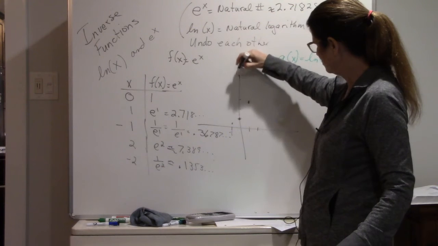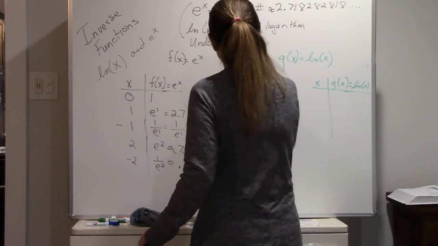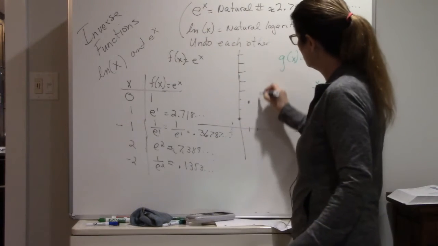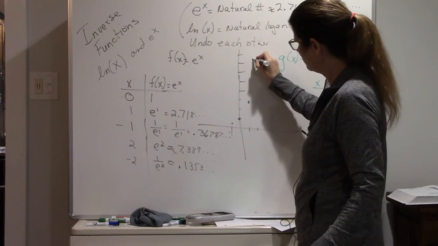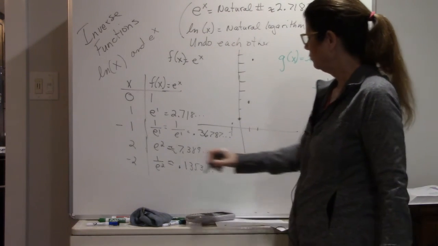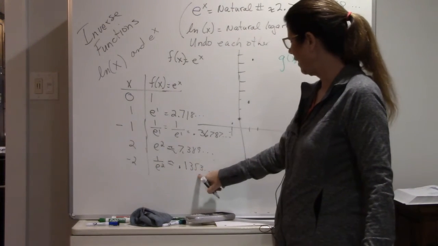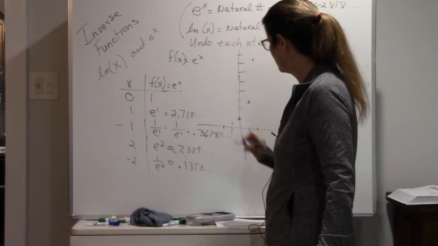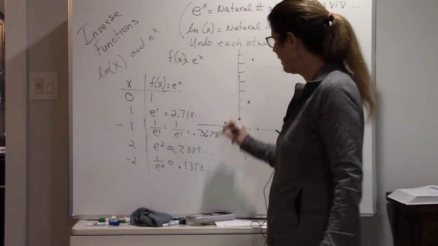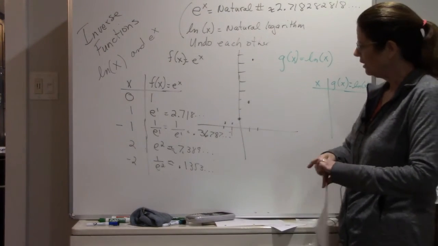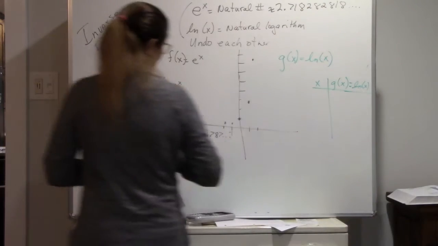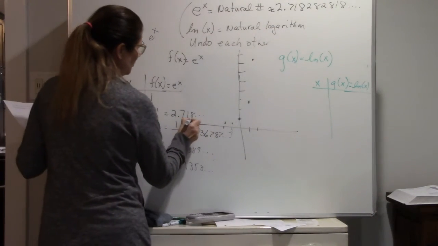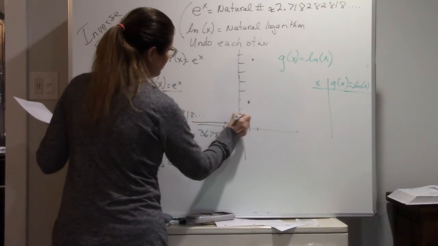So 3, 4, 5, 6, 7, 8. So it is somewhere in between 7 and 8, but not quite half. When x is negative 2, my y value is 0.13. So there's negative 2. So what's happening is your graph is getting closer and closer and closer to 0, but it doesn't include the 0.